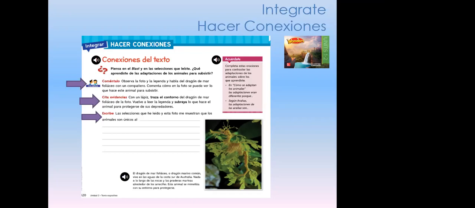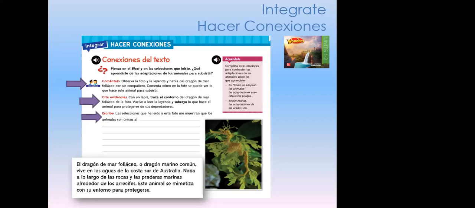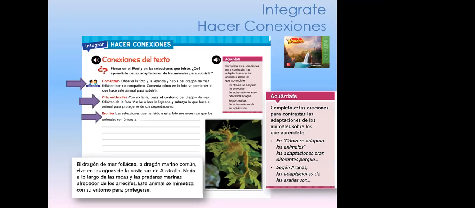Y aquí tenemos la descripción o la caption, right? The caption for that, la leyenda, for this particular photograph that helps us understand, hey, they have developed some adaptations to help them survive. Aquí, acuérdate, is going to have those sentence starters to help the students if they need a little launching point for their writing.